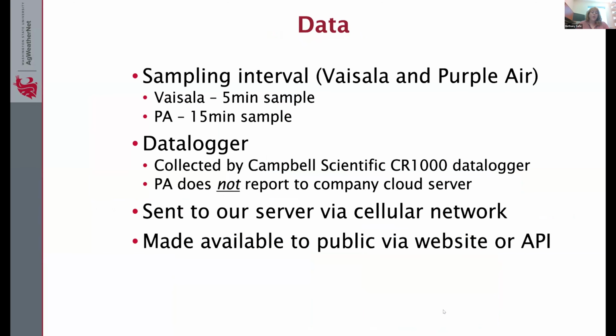For sampling, our Vaisala sensors take a sample every 5 minutes, whereas the Purple Air sensors sample every 15 minutes. The data is then sent to our server via cellular network and made available to the public through our website or API. Once again, with the Purple Air sensors, the data we collect does not go to the company server, so you won't be able to find it on the Purple Air site.